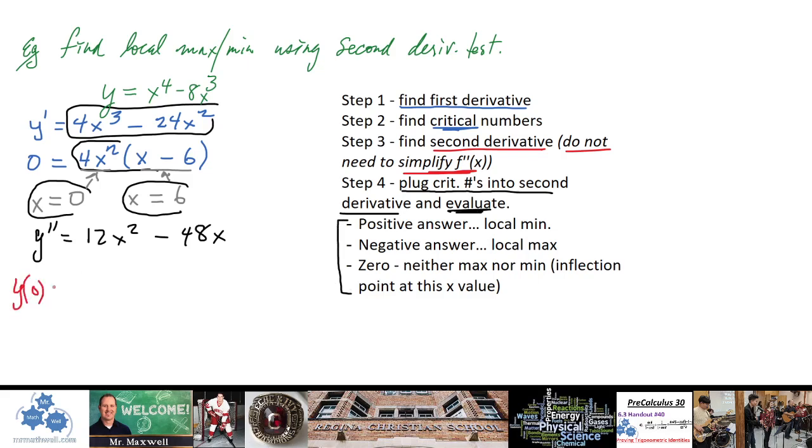y double prime evaluated at 0 is going to be 12 times 0 squared minus 48 times 0. That's going to be pretty easy. That's 0. Okay. So 0 tells us that the concavity is not up or down. It's not positive or negative. There's really no concavity there. So that is not a max or a min. Okay. So at x equals 0, not max or min.